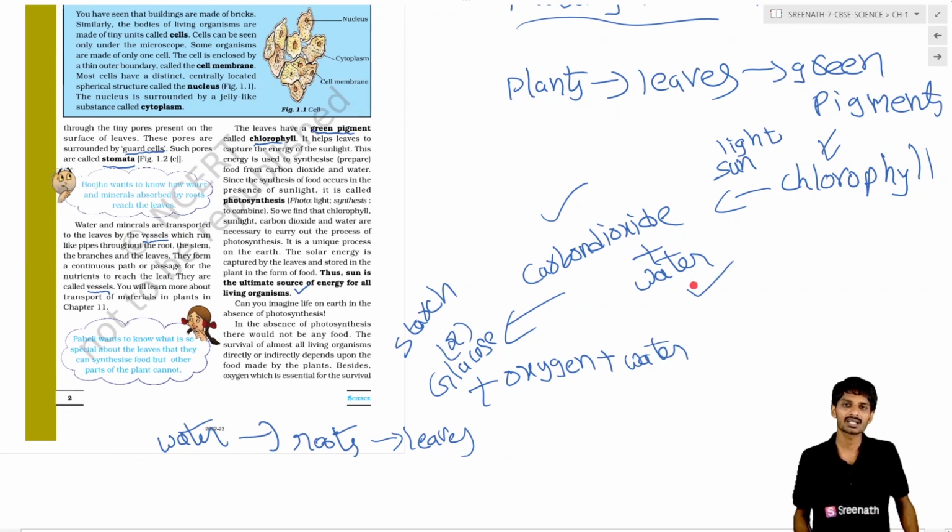And how are they getting water? They are getting water from roots. There is a connection, a pipelining like which we have in our buildings, from roots to the leaves. So it is getting carbon dioxide.